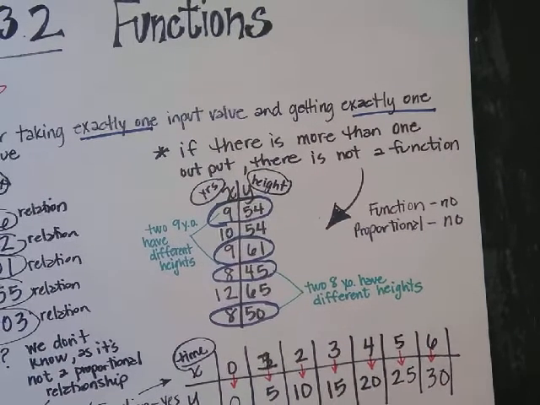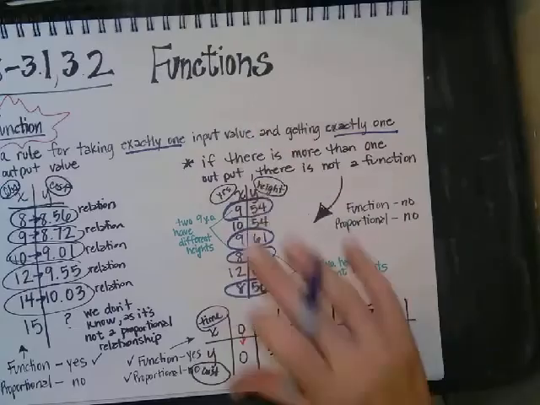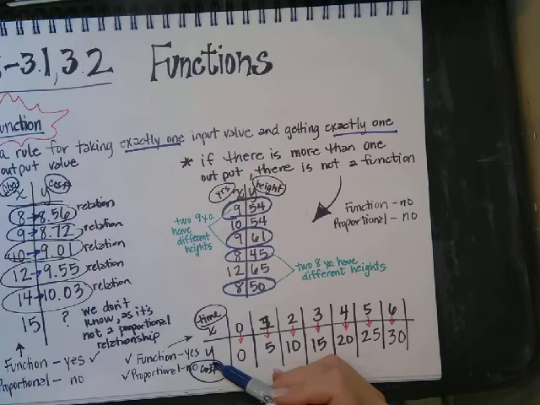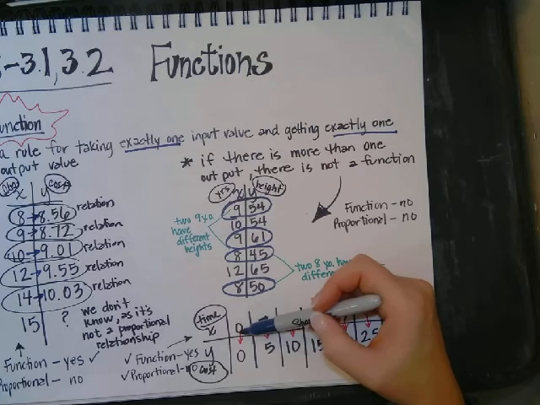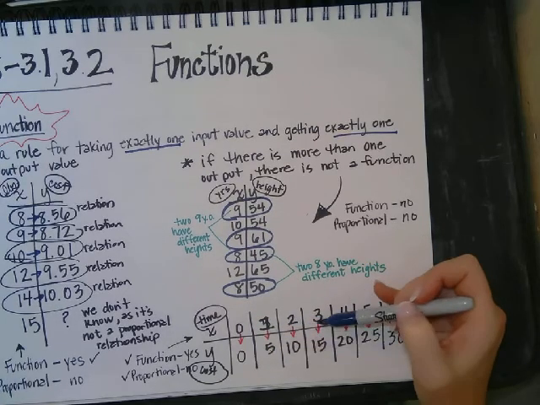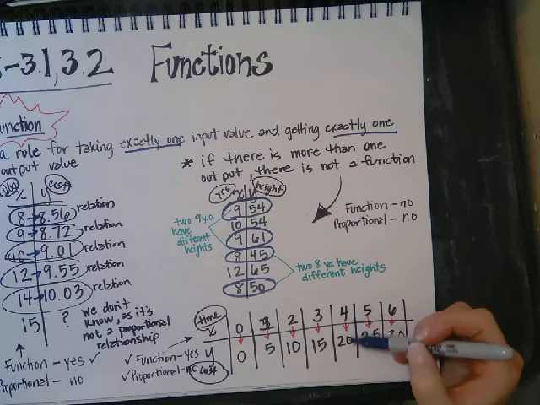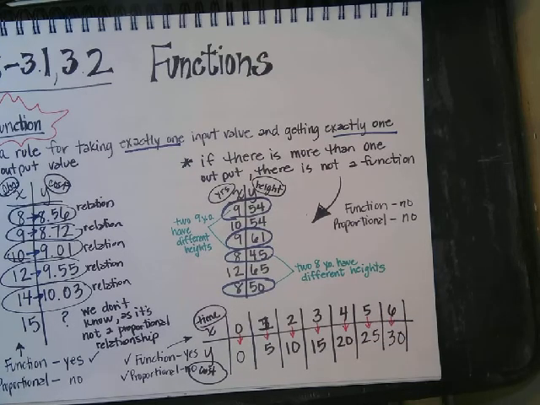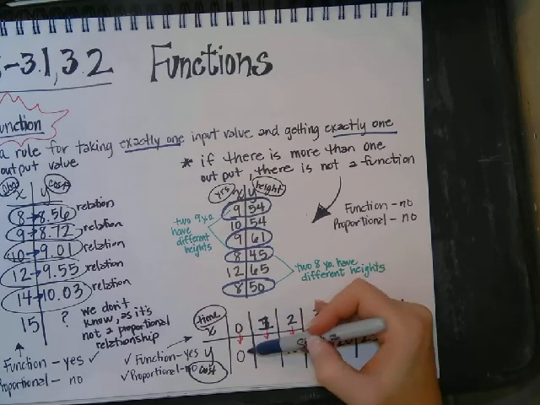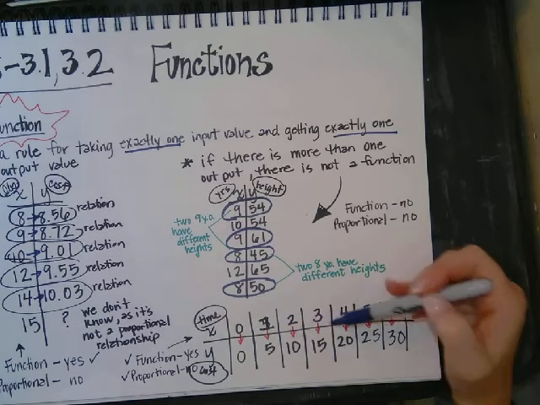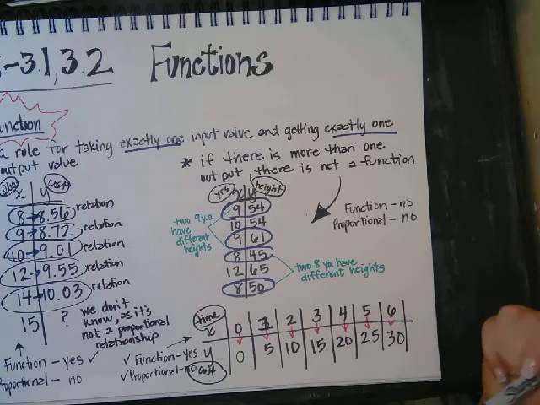Okay, so let's take a look down here at this last example. I'm going to zoom out for you guys. We have time as our input, or our X, and we have cost for our Y. And we have a 0, 0, a 1, 5, a 2, 10, a 3, 15, a 4, 20, a 5, 25, and a 6, 30. And so we can see that there is exactly one value for each input and output. See how they're all different? So we know that it is a function.